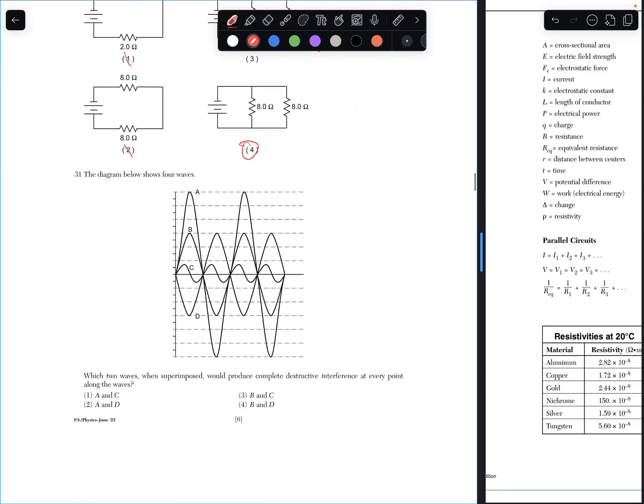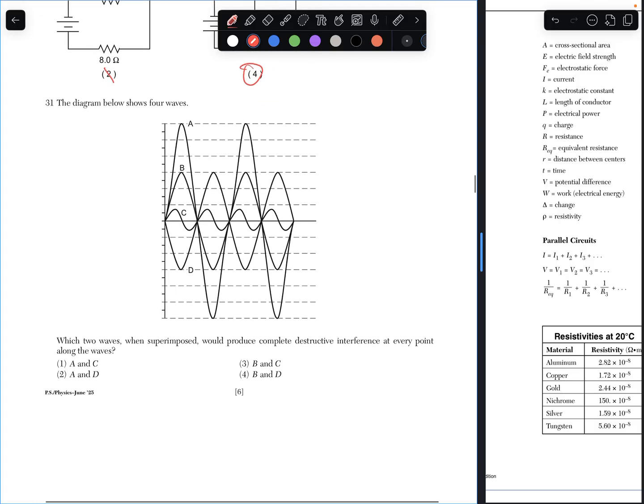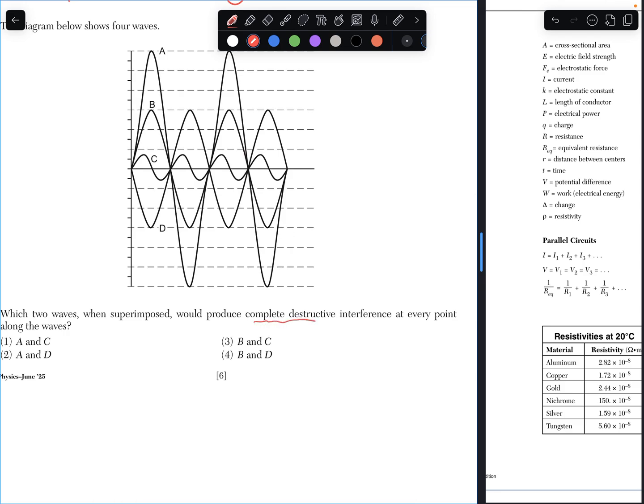Okay, all right. The diagram below shows 4 waves. Which 2 waves, when superimposed, would produce complete destructive interference at every point along the waves? So when you have interference, just think of it like you're combining 2 waves together. If we have complete destructive interference, that means the 2 waves are kind of like mirror images of each other with respect to the axis.